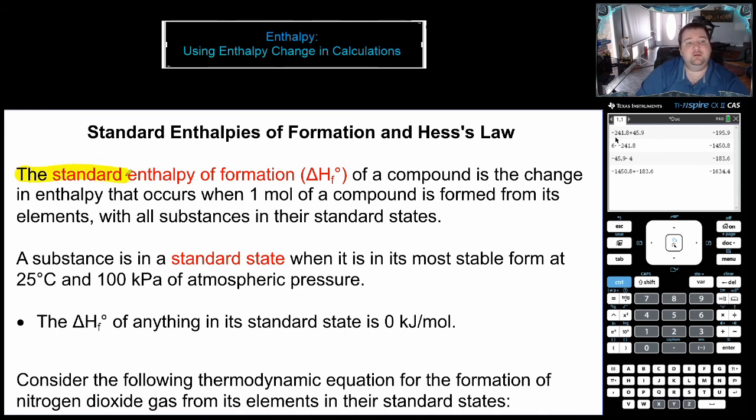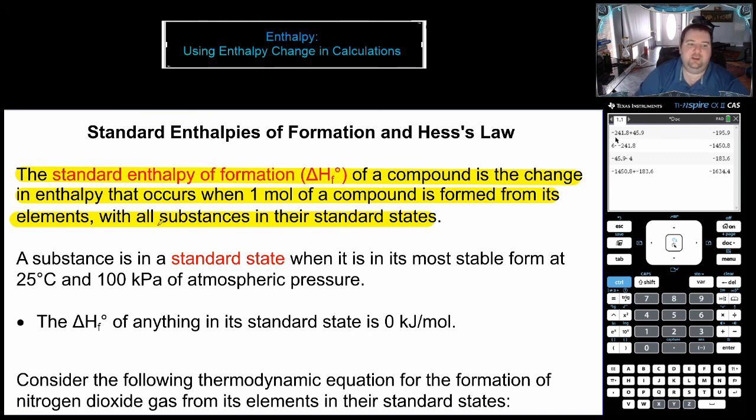So a standard enthalpy of formation of a compound is the change in enthalpy that occurs when 1 mole of a compound is formed from its elements. And all those substances have to be in their standard states. So we write standard enthalpy of formation as delta Hf with a degree sign. The degree sign means in its standard state.